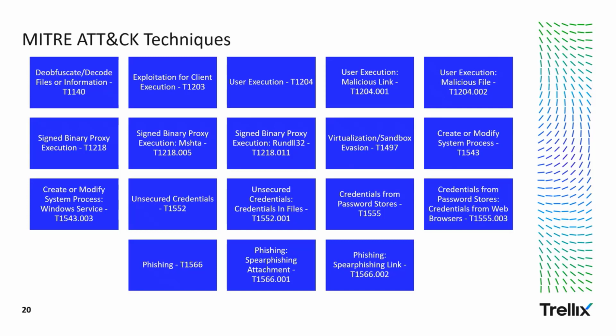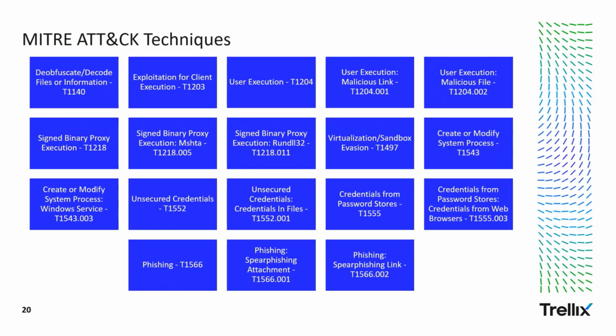The next technique we're going to look at is technique T1555, which is credentials from password stores. Here, adversaries may search for common password storage locations to obtain user credentials. In this case, we saw credentials from web browsers, which is technique T1555.003. And the last techniques we're going to look at are going to be phishing, which is T1566.